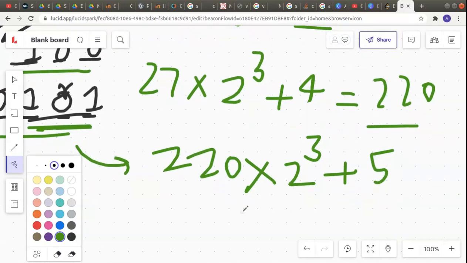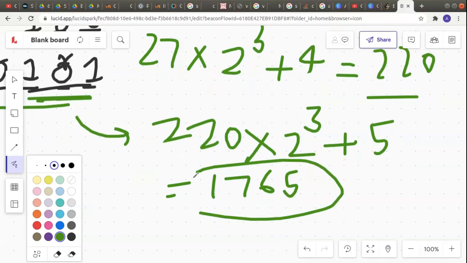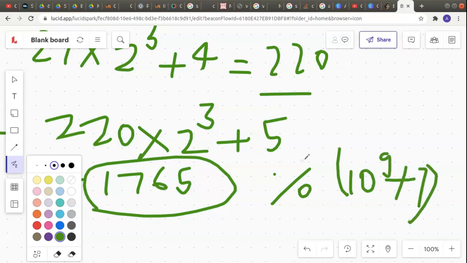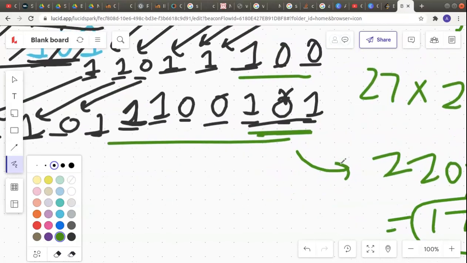So if I do this, I will be able to get 220 into 8 plus 5. So that is 1765. And this is the final number that I have to return as output. Actually, I have to return this modulo of 10 power 9 plus 7. Okay, so basically this is the process that I will do.